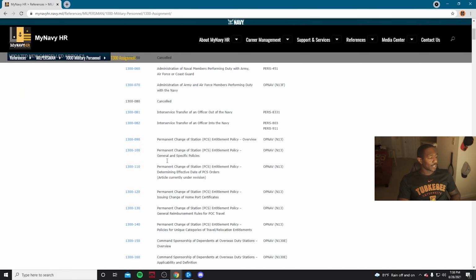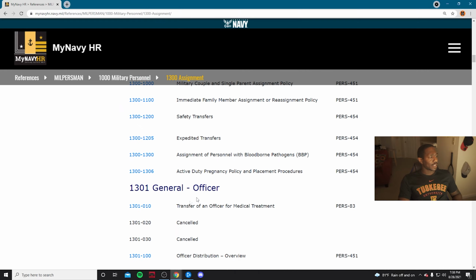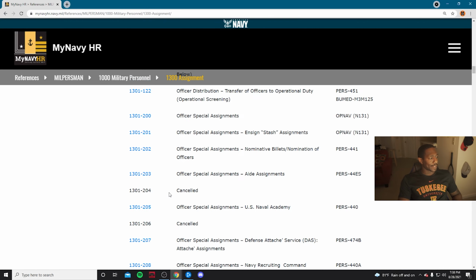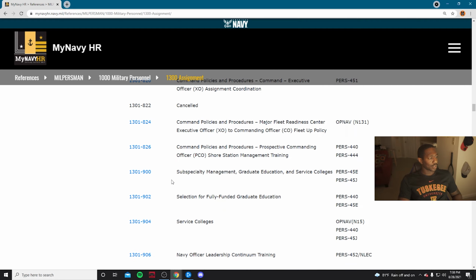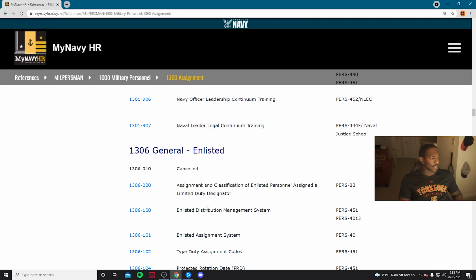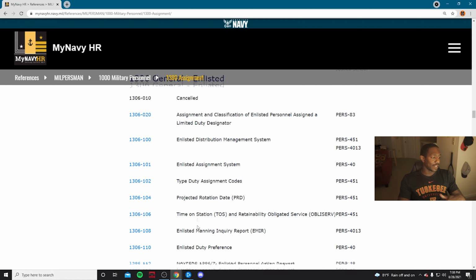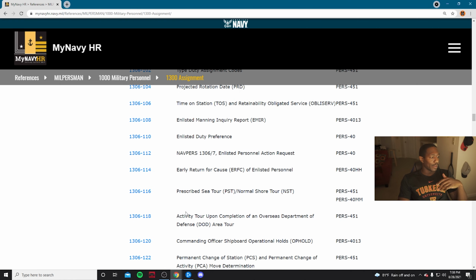And like I said, 1306 is used for a lot of different things. Let me make it a little bigger. So you'll scroll down to the 1306 that we're talking about, 1301 for the officer side. Scroll down, scroll down. Here we go, the 1306 for the general enlisted side. So it talks about the enlisted distribution management system, the enlisted assignment system, the type of duty assessment codes, assignment codes, the PRDs, everything you could ever think of that you want to change in your career. A 1306 form is probably going to be attached to that.